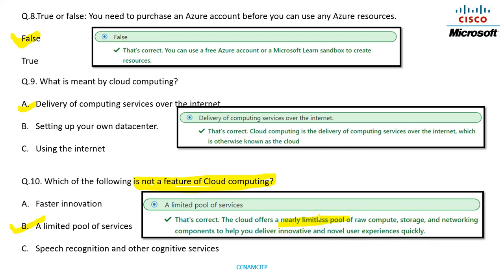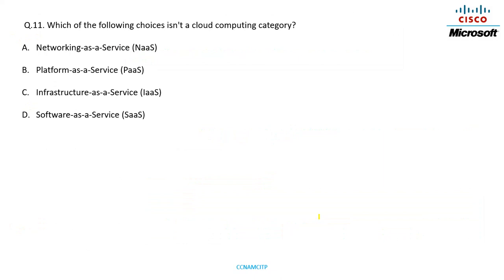Now let me move to the next question. The next question is asking which of the following choices isn't a cloud computing category. You can see four options here: platform as a service, infrastructure as a service, software as a service, and the first one is networking as a service. The question is asking which isn't a cloud computing category. Networking as a service is not a cloud computing category. So the answer should be the very first one, A.